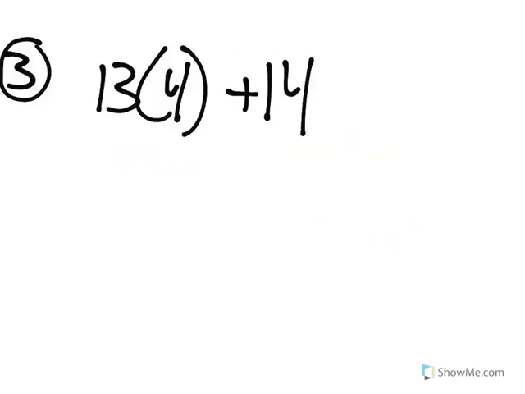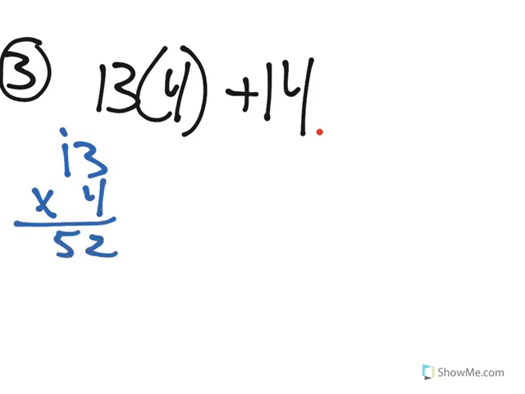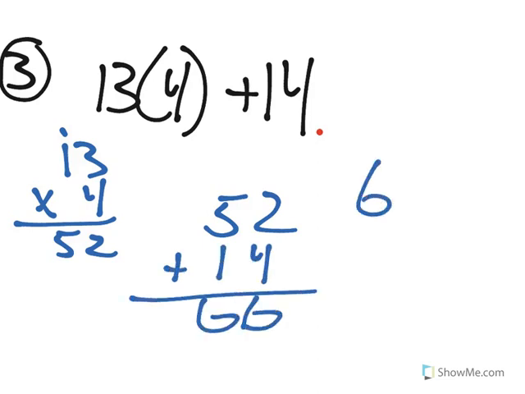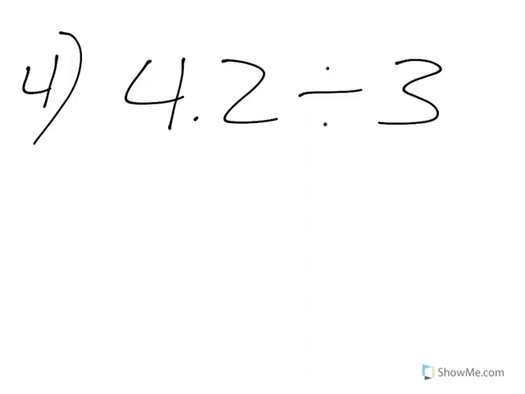Here I'm multiplying and adding, so I know I got a decimal there. I'm going to go ahead and multiply 13 times 4. I get 52. And then when I add 52 plus my 14, I will get 66 for an answer.